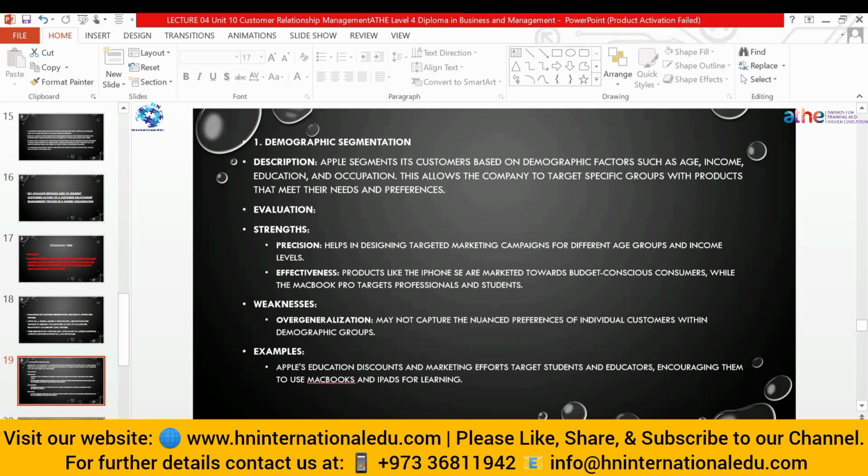Weaknesses: however, overgeneralization may not capture the nuanced preferences of individual consumers within the demographic groups. That is, they are not intellectually interacting with the consumers, just the baseline with the general public. They're just assuming, because they have a specific line in the targeted customer market and a base for their iPhones and their Apple products. For example, Apple's education discounts and marketing efforts target students and educators, encouraging them to use MacBooks and iPads for learning.